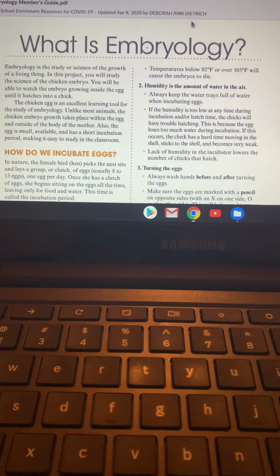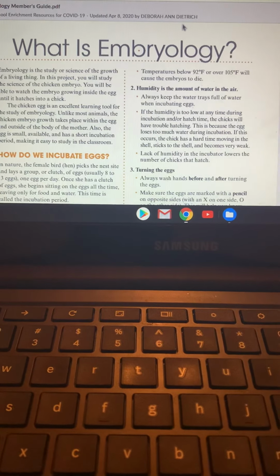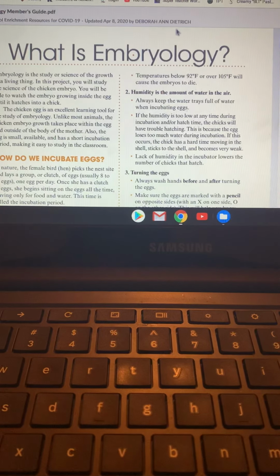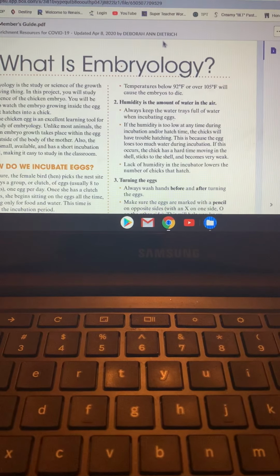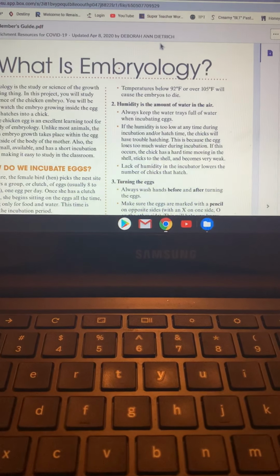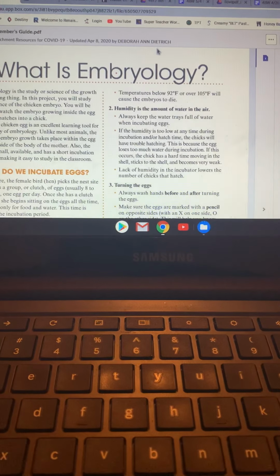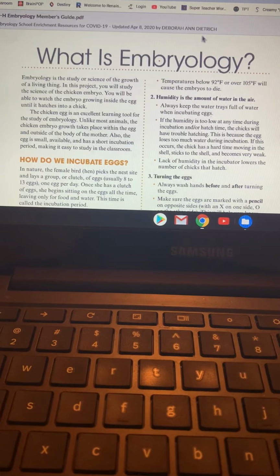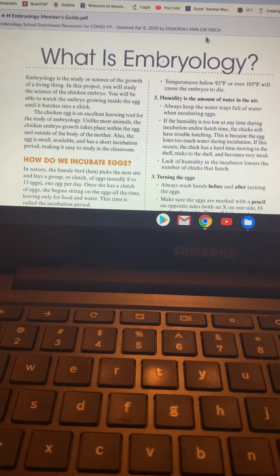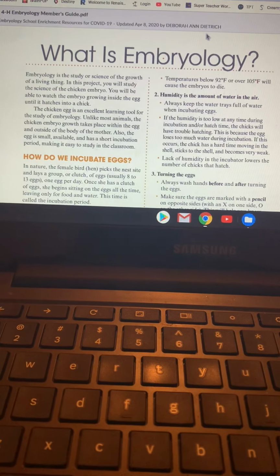What is embryology? Embryology is the study or science of the growth of a living thing. In this project, you will study the science of the chicken embryo. You will be able to watch the embryo growing inside the egg until it hatches into a chick. The chicken egg is an excellent learning tool for the study of embryology.